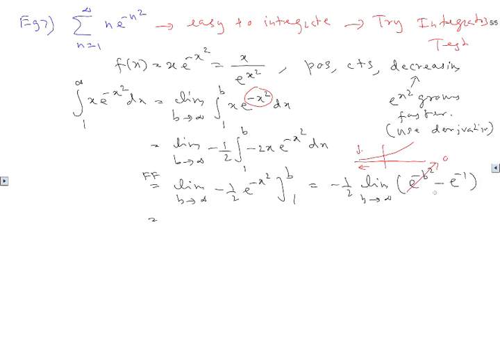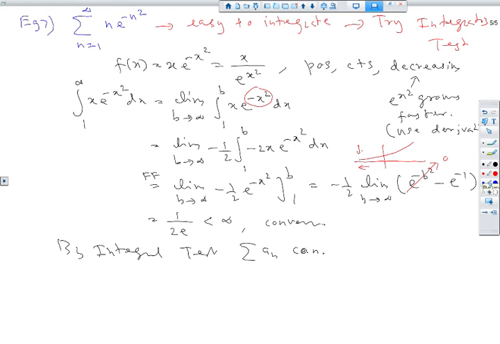So what do you get when you plug in the rest? You get 1 over 2e, which is finite. Less than infinity is finite, so that means the integral converges. So by the integral test, you need to write this: integral test, the series converges. Perfect.